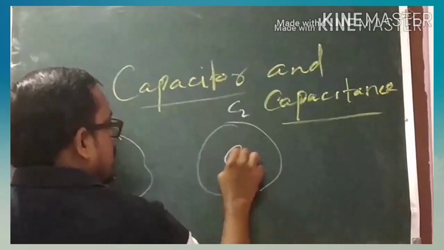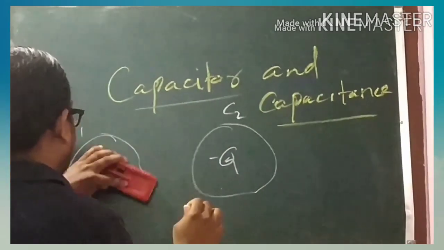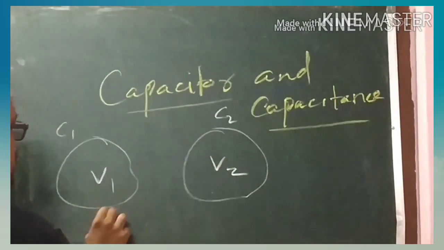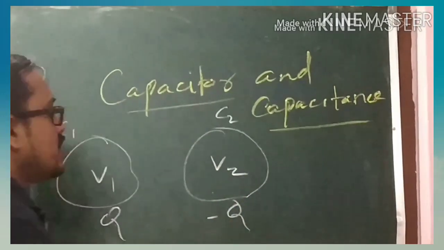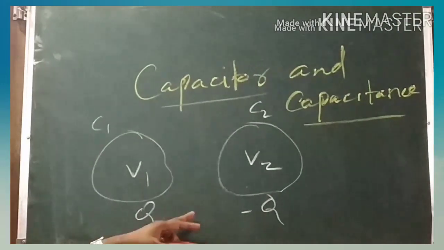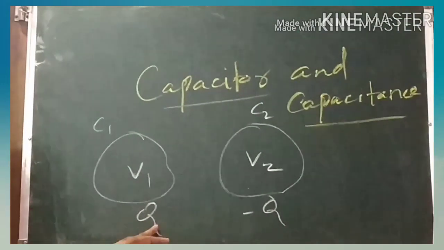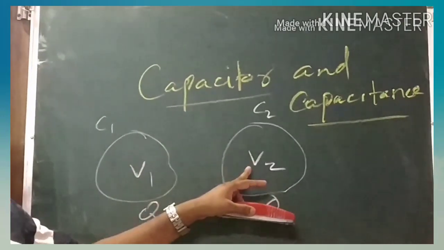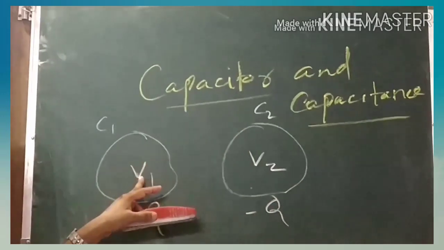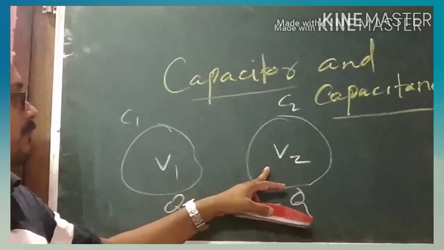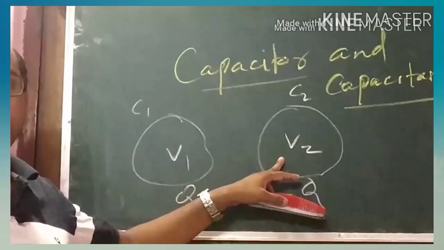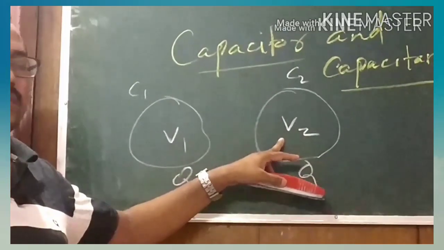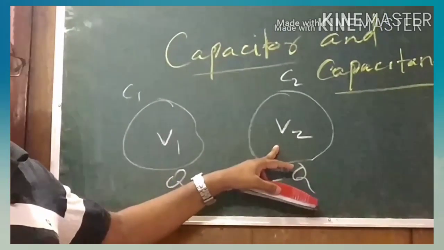Suppose the charge on them is Q and minus Q, and the potentials are V1 and V2. Normally we take the charge as Q and minus Q, and the potential difference between the two conductors is V1 minus V2. By connecting a battery to the two terminals of the capacitor, we can charge the capacitor.